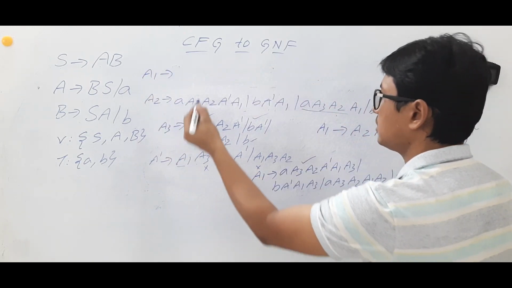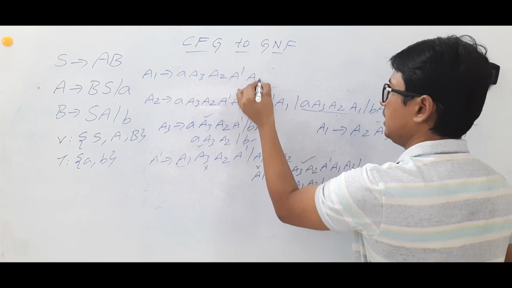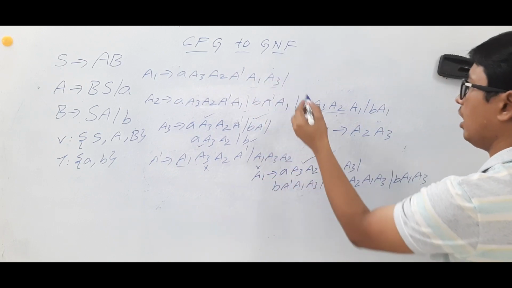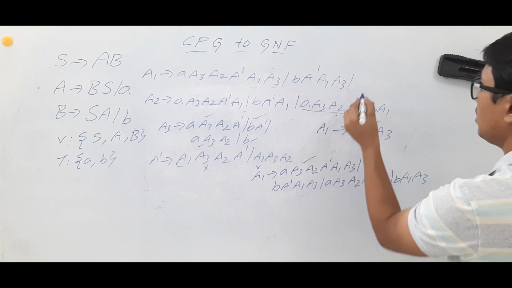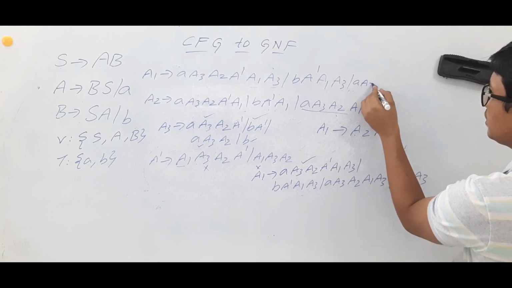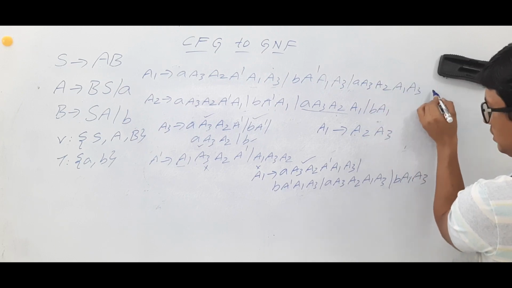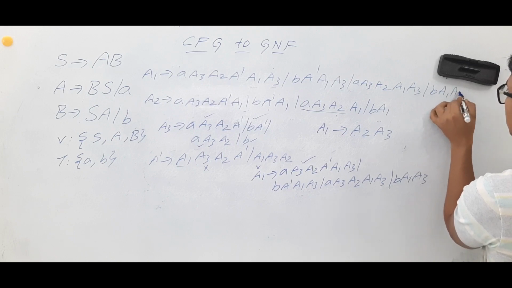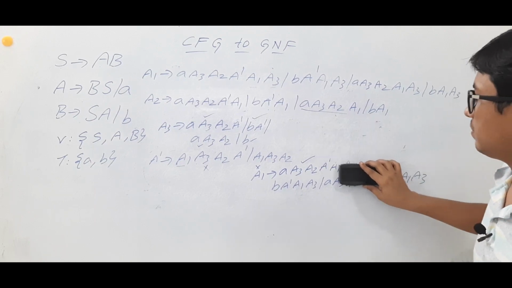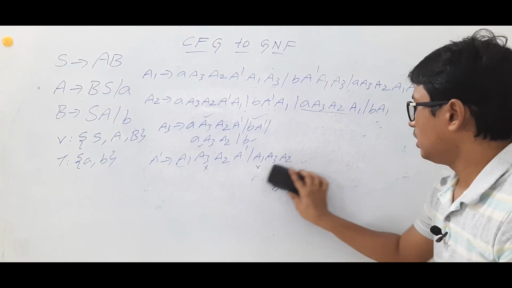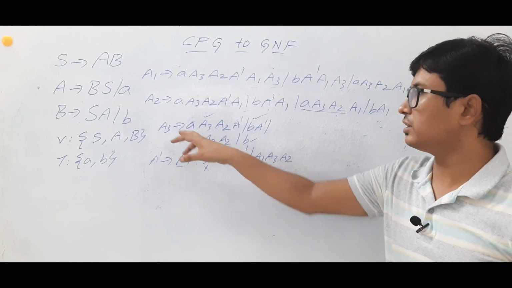A1 determines A, A3, A2, A dash, A1, A3, or B, A dash, A1, A3, or A, A3, A2, A1, A3, or B, A1, A3. So all these productions of A are in the GNF. Now A1 is in the GNF, A2 is in the GNF, and A3 is also in the GNF.